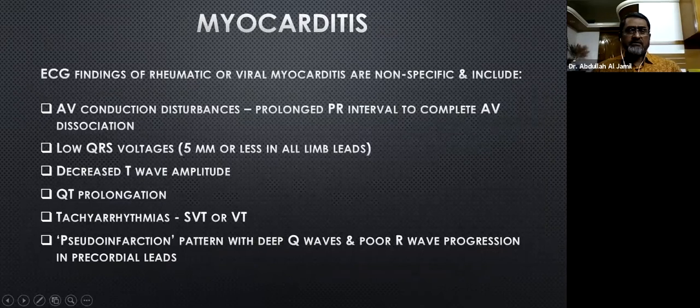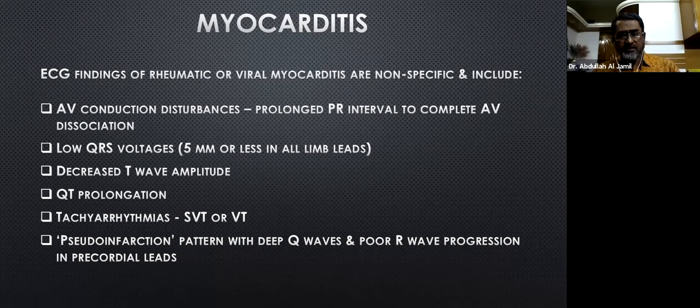In myocarditis, ECG findings of rheumatic or viral myocarditis are non-specific and include AV conduction disturbance, from prolonged PR interval to complete AV dissociation, low QRS voltage of 5 millimeters or less in all limb leads, decreased T-wave amplitude, QT prolongation, tachyarrhythmias like supraventricular tachycardia or ventricular tachycardia, and a pseudo-infarction pattern with deep Q waves or poor R wave progression in precordial leads.